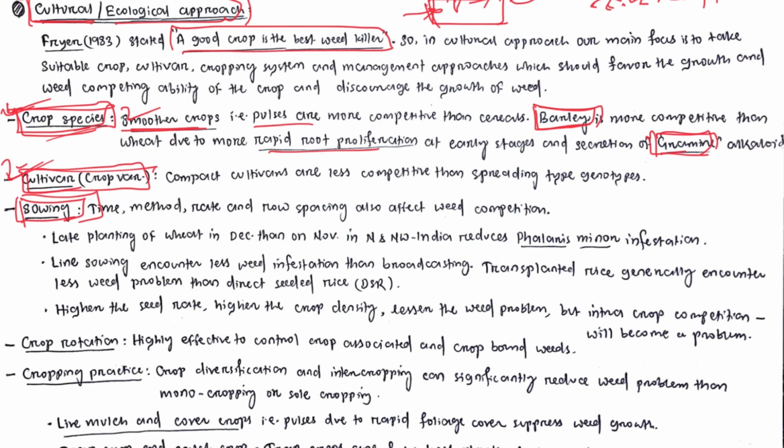But here the problem is we also have to sacrifice some yield, because the crop plant itself is not getting the optimum environment. So how can it produce more, right? For example, late planting of wheat in December, when November is the optimum planting time. But if we sow the wheat crop in December in northwest India, it can reduce Phalaris minor infestation, right? Then line sowing, in case of rice crop, encounters less weed than broadcasting.